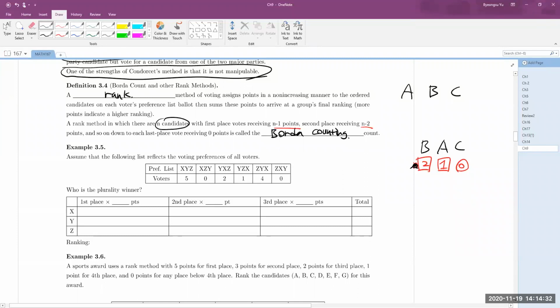In the original rank method, you can freely choose which points you give. For example, in the usual rank method, you can give B 3 points and give zeros to A and C, or you can give 1, 1, 1 to each. But in the special case called the Borda count, you must give n-1 points for the first rank, n-2 points for the second rank, and so on. So that is a special case of the rank method.